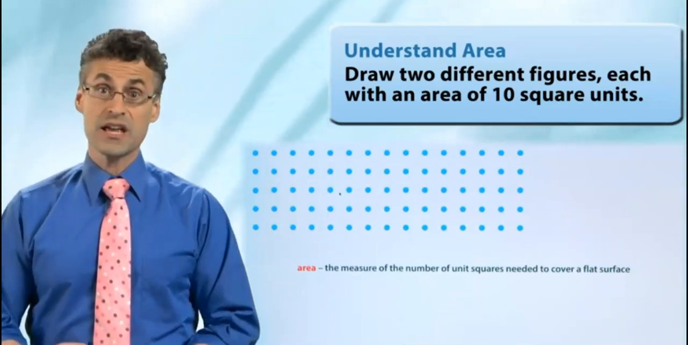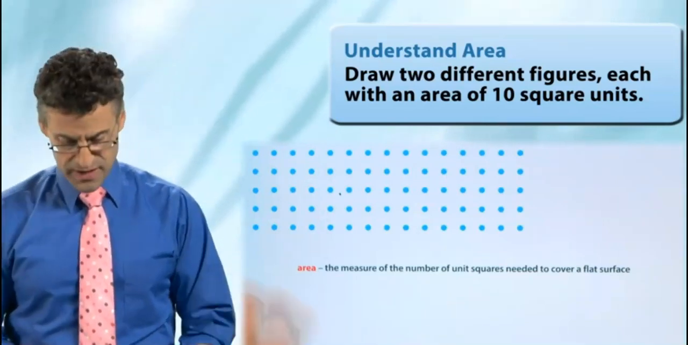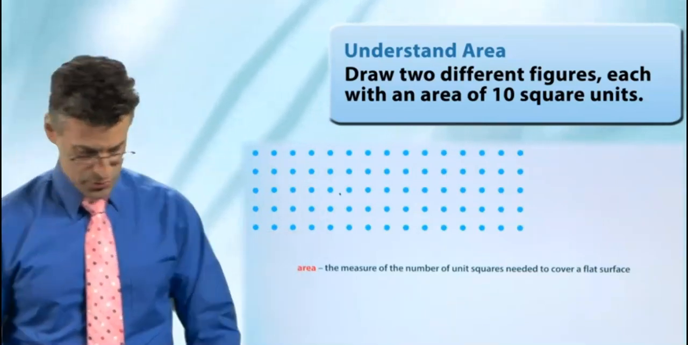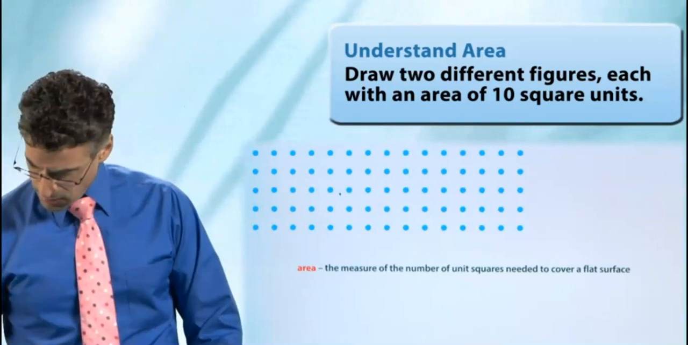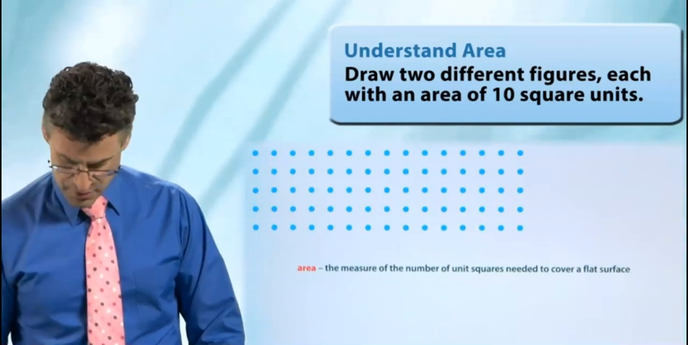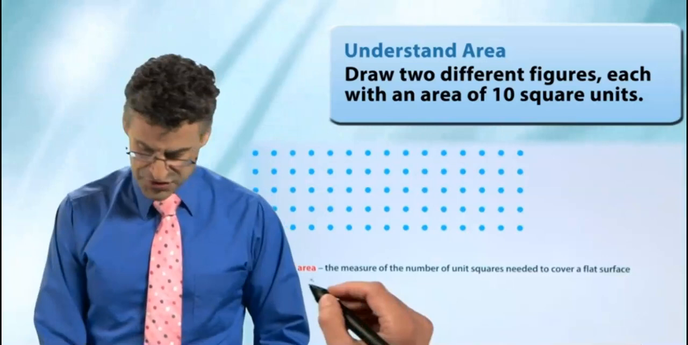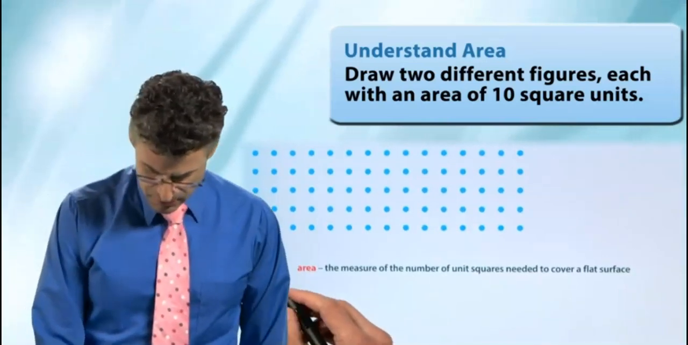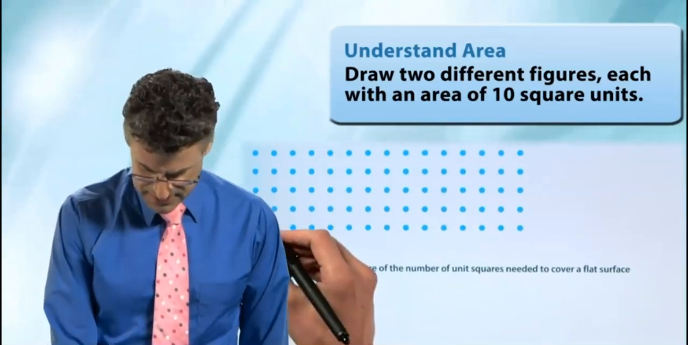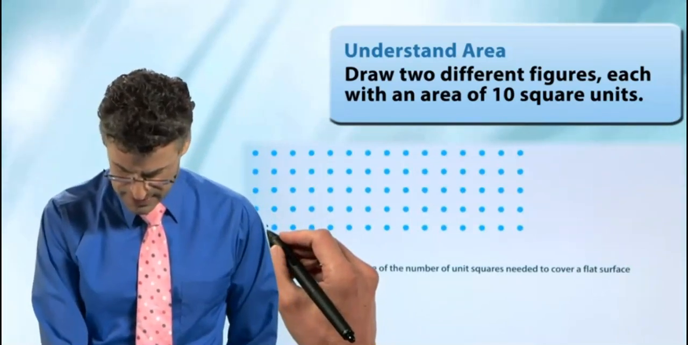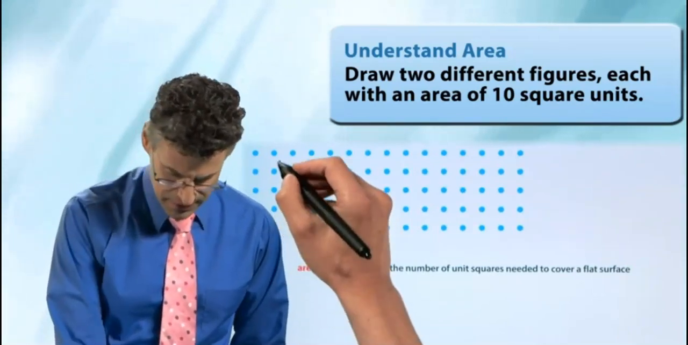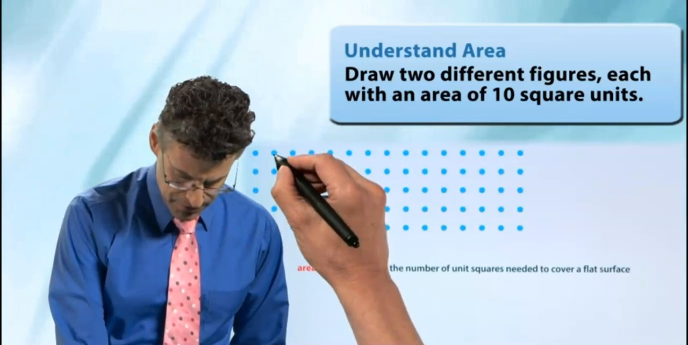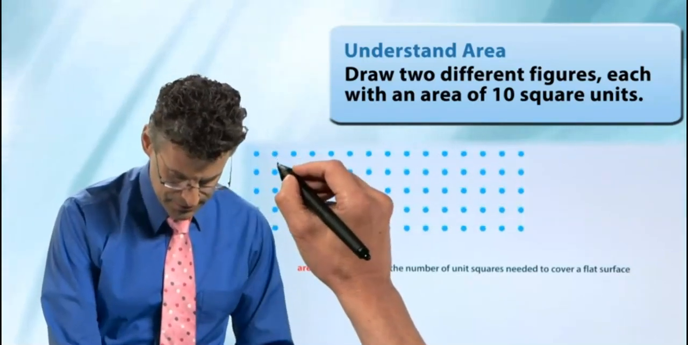So all I've got to do is draw a picture, and I have to make sure that it's covered by 10 square units. And there are lots of answers, by the way. There's not just one answer. I'll just draw you one. So one answer would look like this. Let's see if I can do this right now live. Here we go. So what if I draw this?